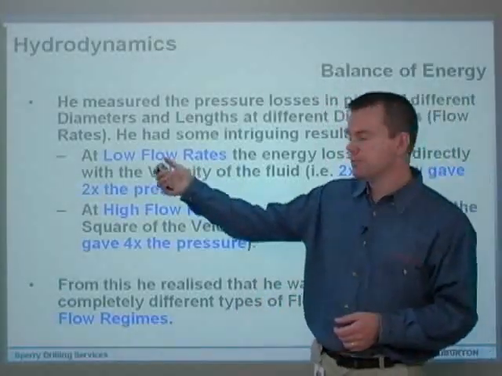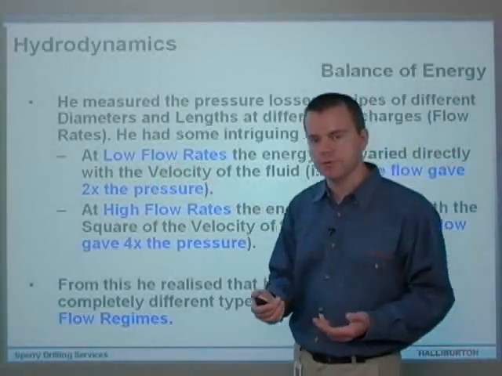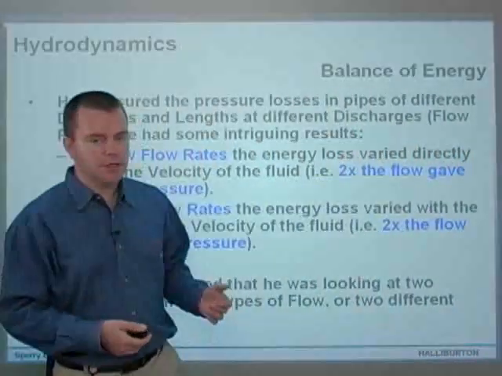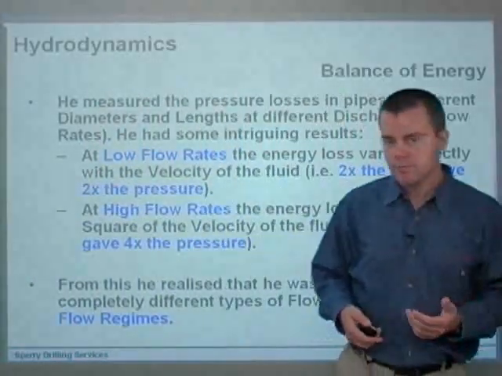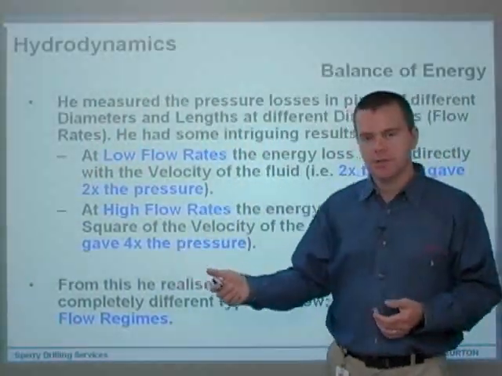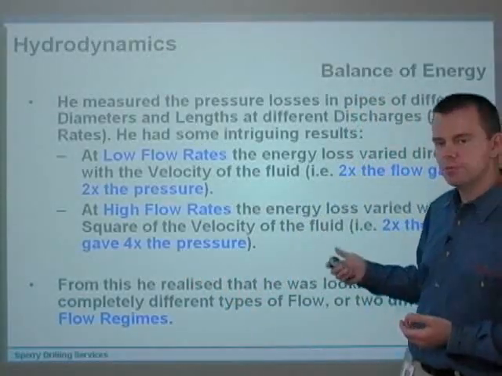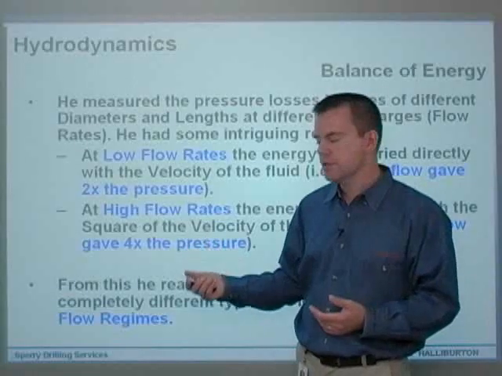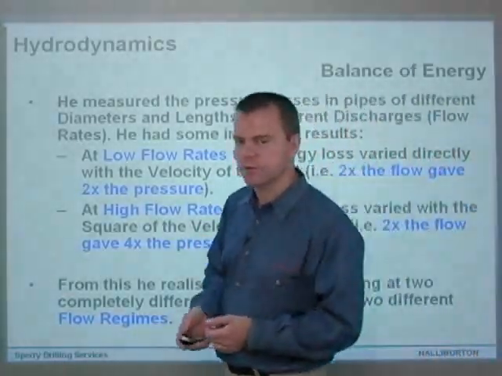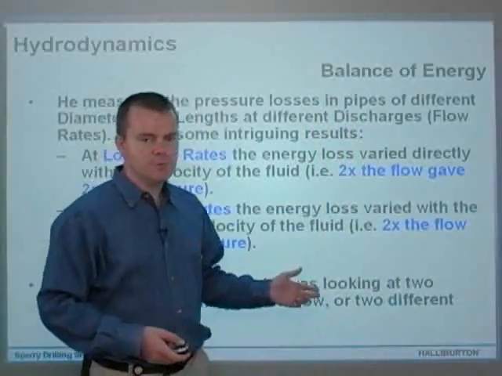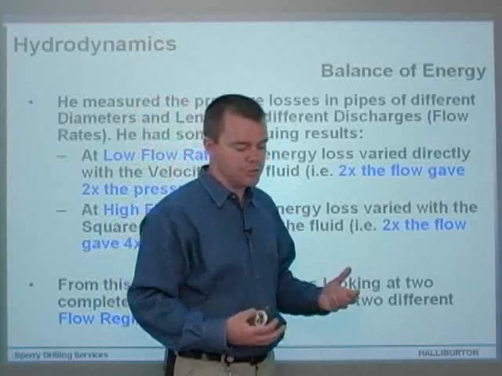When he pumped at a low flow rate, the energy loss varied directly with the velocity of the fluid. Basically, if he doubled the flow, he ended up with double the pressure. And at high flow rates, the energy loss varied with the square of the velocity of the fluid. So if he doubled the flow at high flow rates, he ended up with 4 times the pressure. So he's kind of scratching his head and thinking, what's going on here? Well, what he ended up realizing was that there's 2 completely different flow regimes.